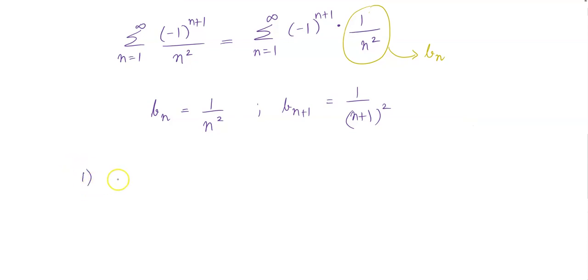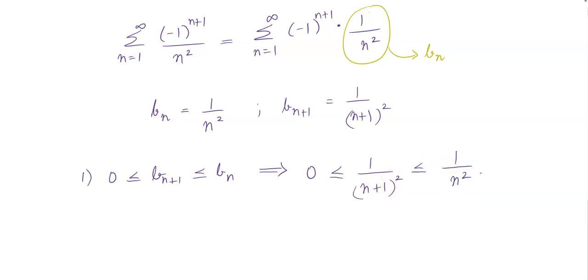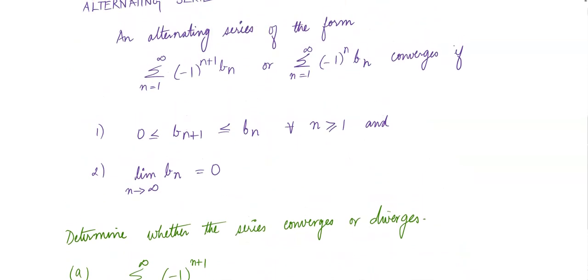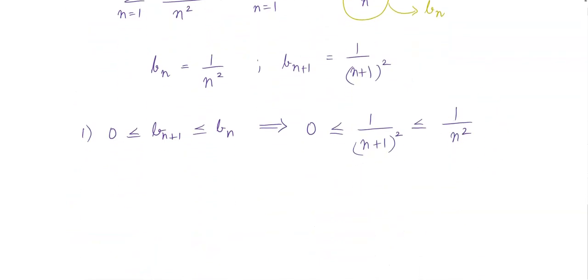Now to check the first condition, which says 0 is less than or equal to b(n+1), which is less than or equal to bn. So let's test that. Put it in the format we have: 1 over (n plus 1) the whole squared, less than or equal to 1 over n squared. And then check if this is true. So just test it with some n values, because this should be true for all n greater than or equal to 1. So try when n is 1. It is 1 over (1 plus 1) squared, which is 1 over 4, which is less than or equal to 1 over 1 squared. So 1 over 4 is less than 1, so that is good. Then try with n equals 2. So 1 over (2 plus 1) squared, 1 over 9, is less than or equal to 1 over 2 squared, which is 1 over 4. 1 over 9 is less than 1 over 4. So if you did that test, you see that it's true for all n greater than or equal to 1.